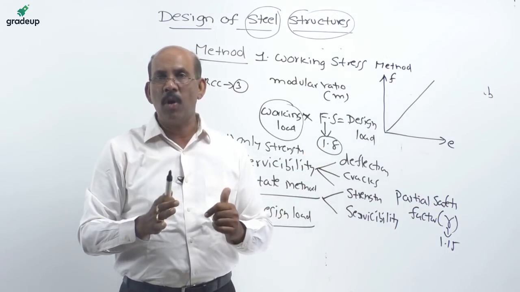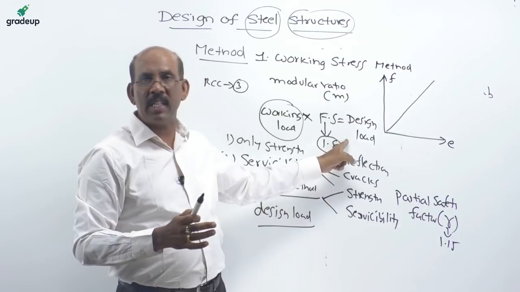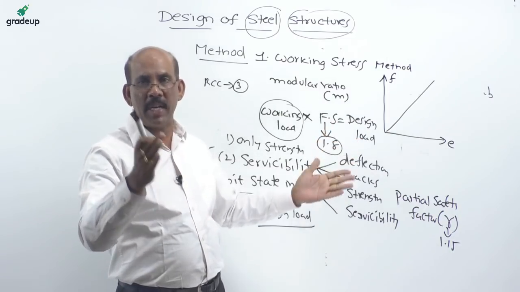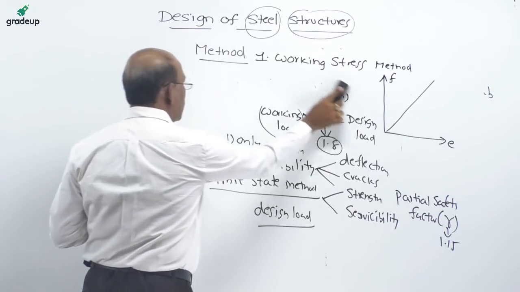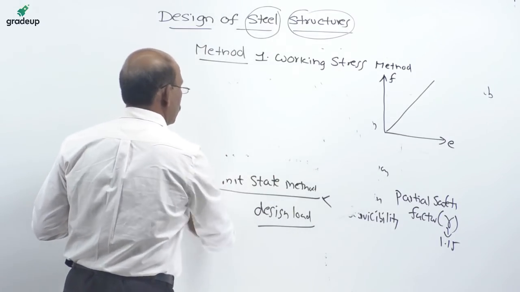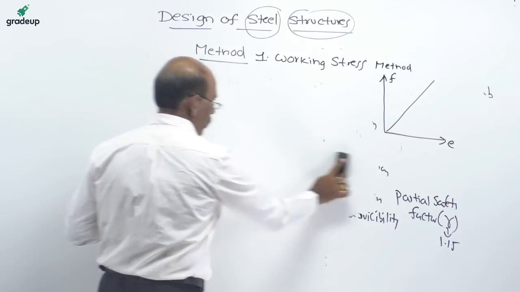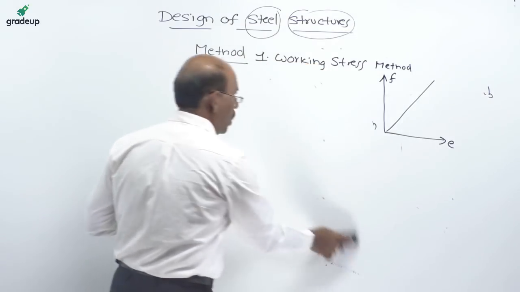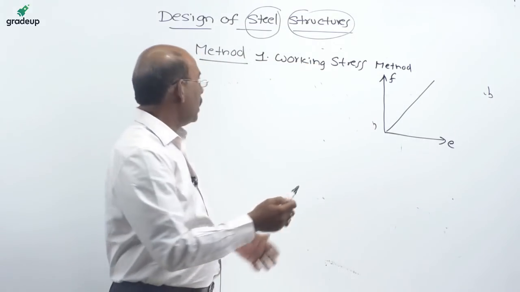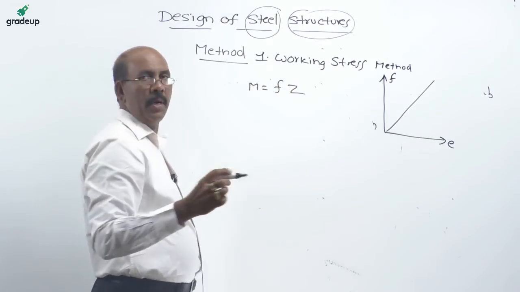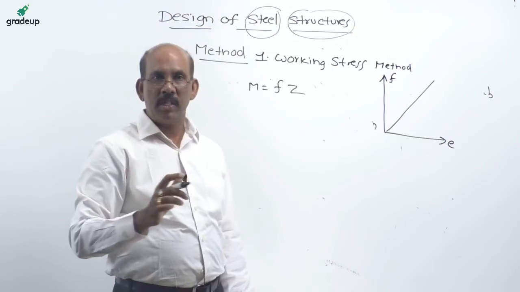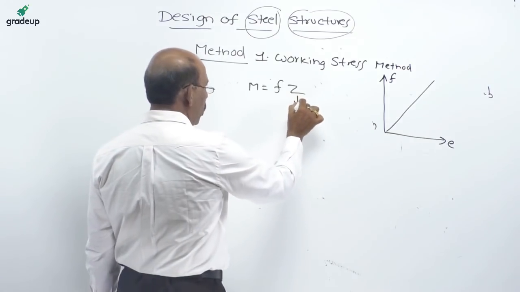As far as the load is considered, in this one the design load is more, and naturally the bending moment is high. With reference to the bending moment and the size of the member, the bending moment M is equal to F z. Bending moment is equal to stress into section modulus. This is the section modulus.